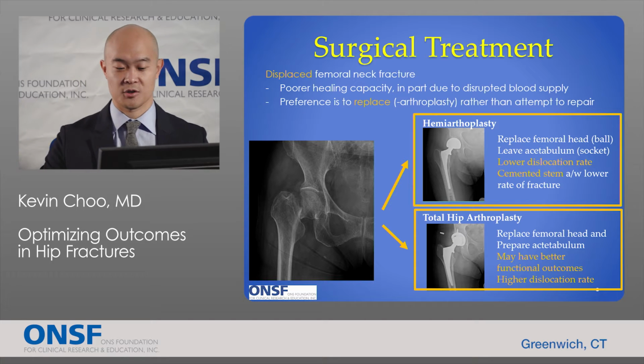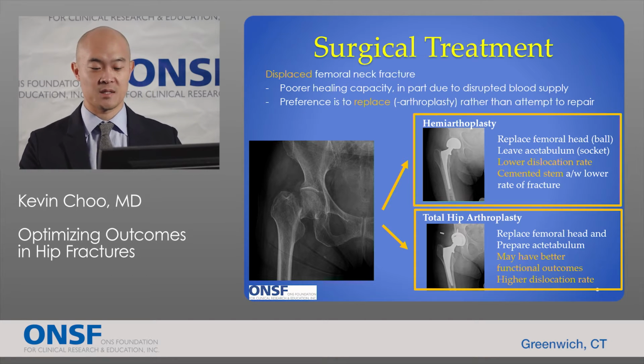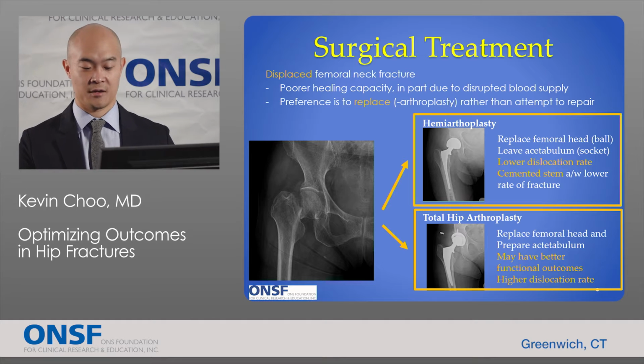As I mentioned, the other alternative surgery for this is a total hip replacement. This is essentially a very similar surgery to a hip replacement that one may receive for arthritis or a degenerative condition. So in the surgery, we replace the femoral head as well as the acetabulum, or the socket. This has possibly better functional outcomes compared to a hemiarthroplasty, but does have a higher dislocation rate.